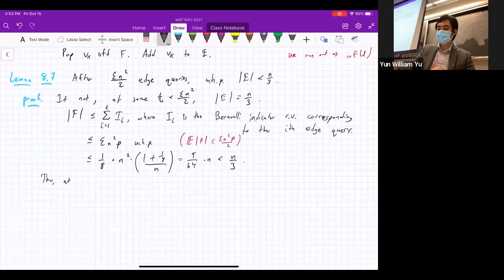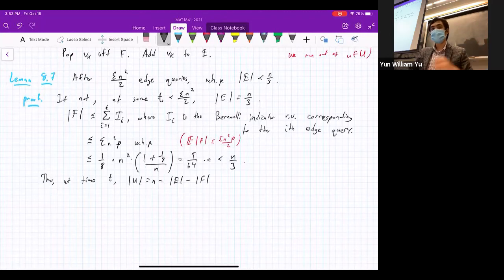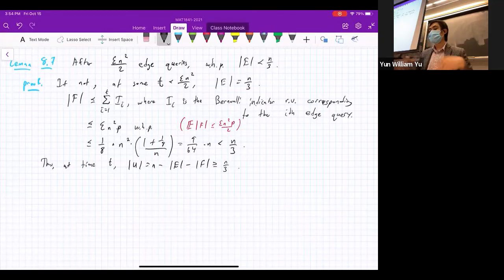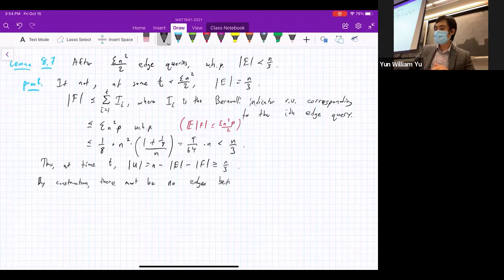Plus, at time t, the size of the unexplored is equal to n minus the size of the explored minus the size of the frontier, right? They add up to the total number of nodes. And U is greater than or equal to n/3, because the size of explored is n/3 and the size of the frontier is less than n/3. So you have to have more than n/3 unexplored. But note that by construction, there must be no edges between U and E, because if there were, they would be in the frontier instead.